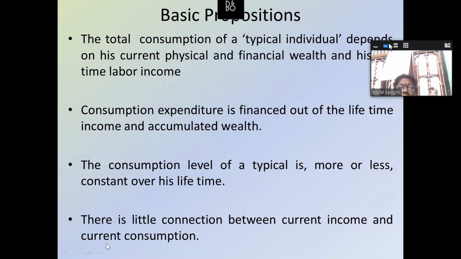And consumption expenditure is financed out of the lifetime income and accumulated wealth. During his working period, he spends some portion of his income for consumption purposes, and the balance goes as saving. That balance accumulates for his lifetime, that means from retirement to his death. Therefore, that consumption is equal for the whole lifetime of his or her.